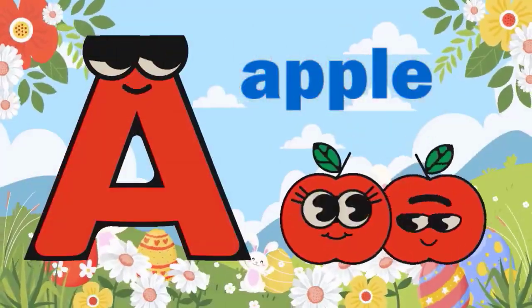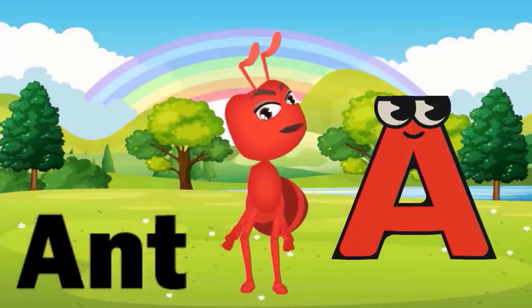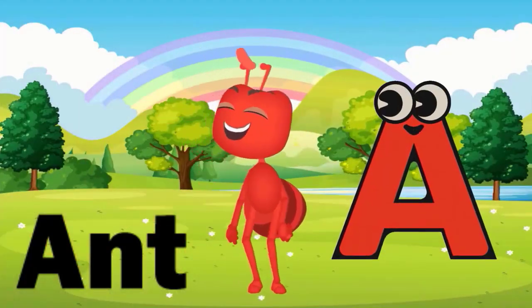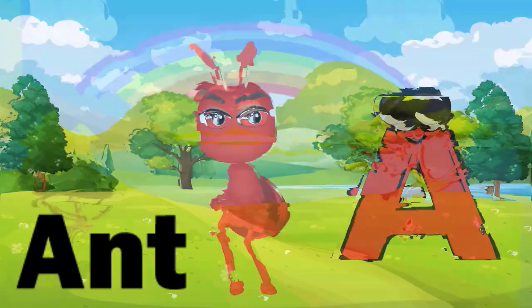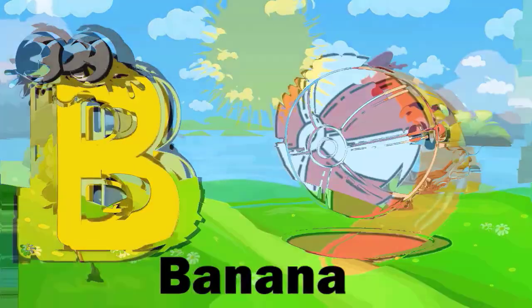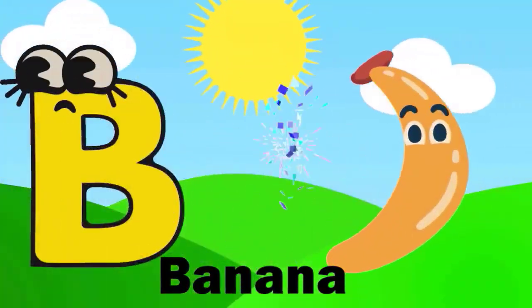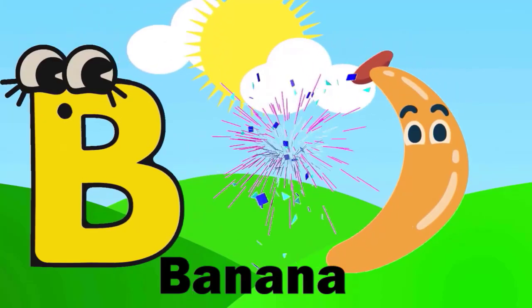English alphabet. A for apple. A for ant. B for ball. B for banana.